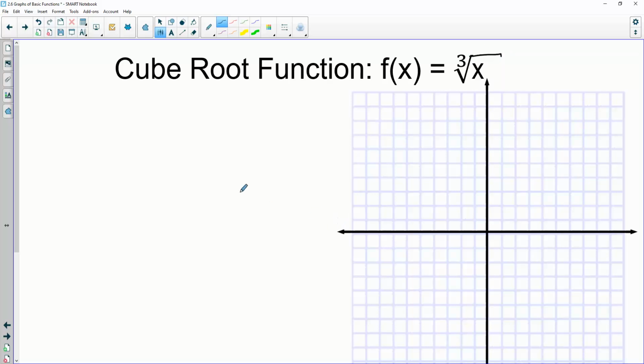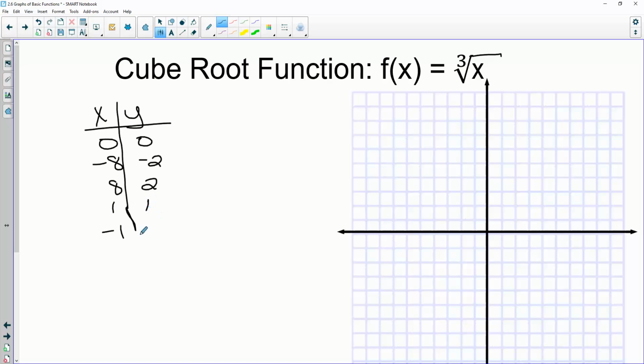The cube root function. Can I put in negatives? Yes. What would be some nice numbers to put in? I heard 0, I heard -8, and +8. What else? 1 and -1. Let's try it. Cube root of 0. Cube root of -8. Cube root of +8. Cube root of 1. And cube root of -1.